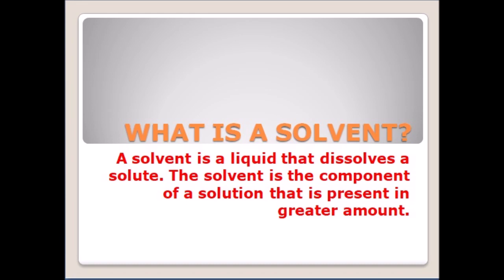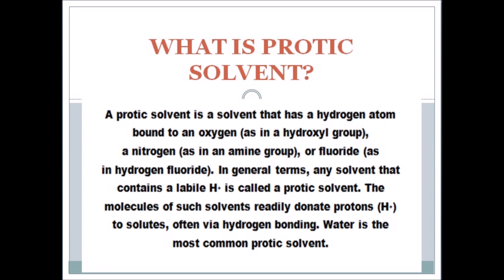First one, what is a protic solvent? A protic solvent is a solvent that has a hydrogen atom bound to an oxygen as in a hydroxyl group, a nitrogen as in an amine group, or fluoride. In general terms, any solvent that contains a labile H+ is called a protic solvent. The molecules of such solvents readily donate protons to solutes, often via hydrogen bonding. A great example of a protic solvent is water. So water is the common protic solvent.